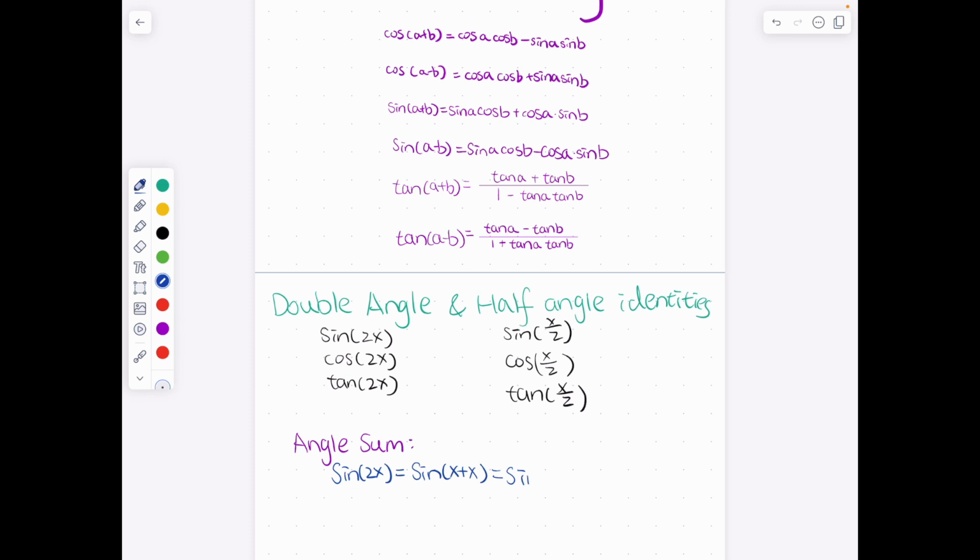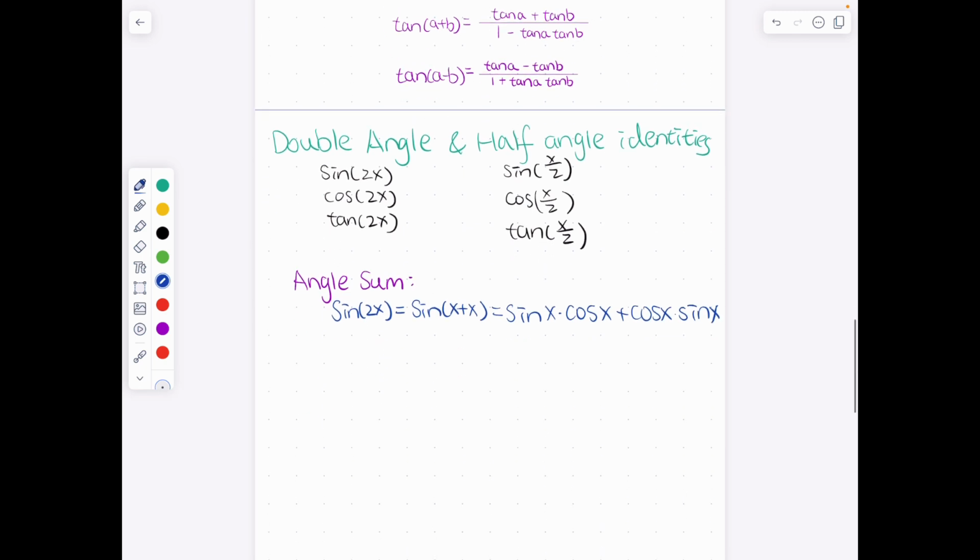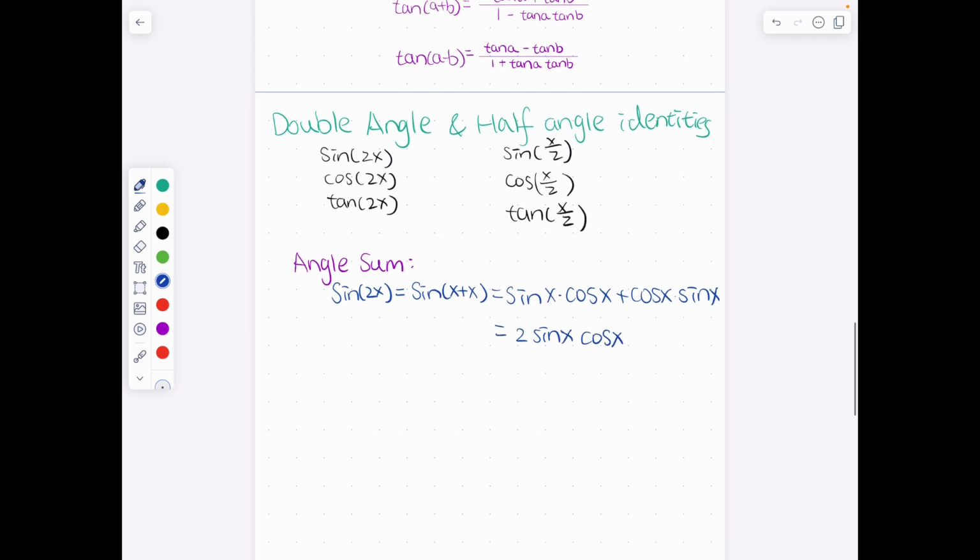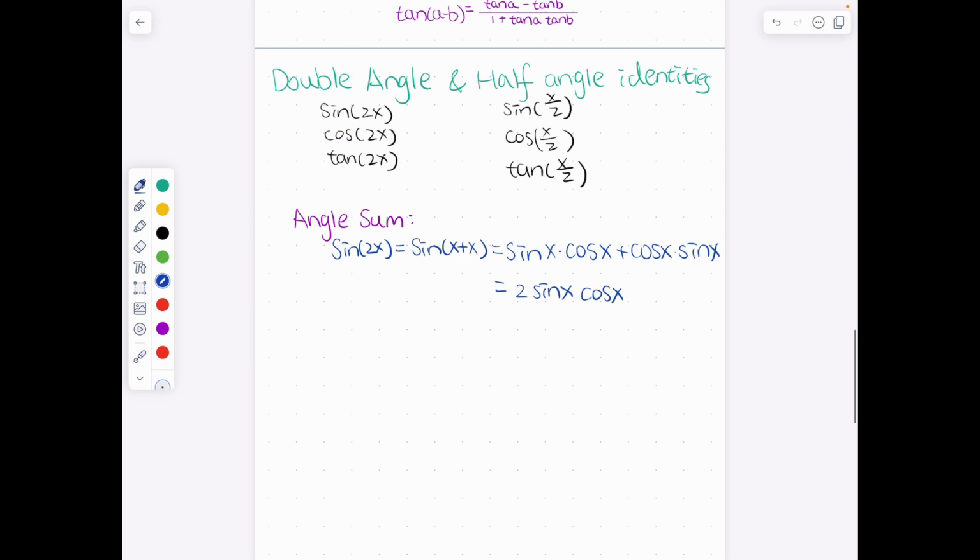sine of, we can see here, it's sine A cosine B plus cosine A sine B. So it's sine of x times cosine of x plus cosine of x times sine of x. So that is also equal to 2 sine of x cosine of x. Okay, wonderful. So that is just already proven.